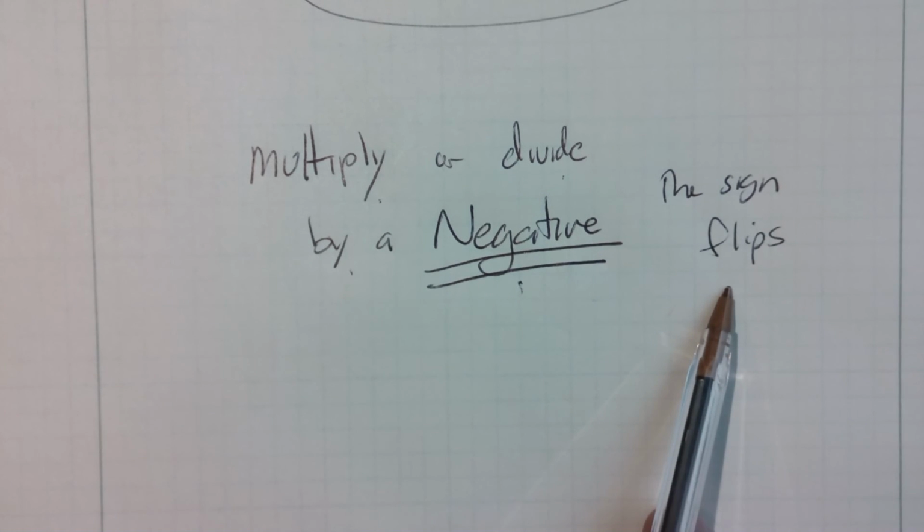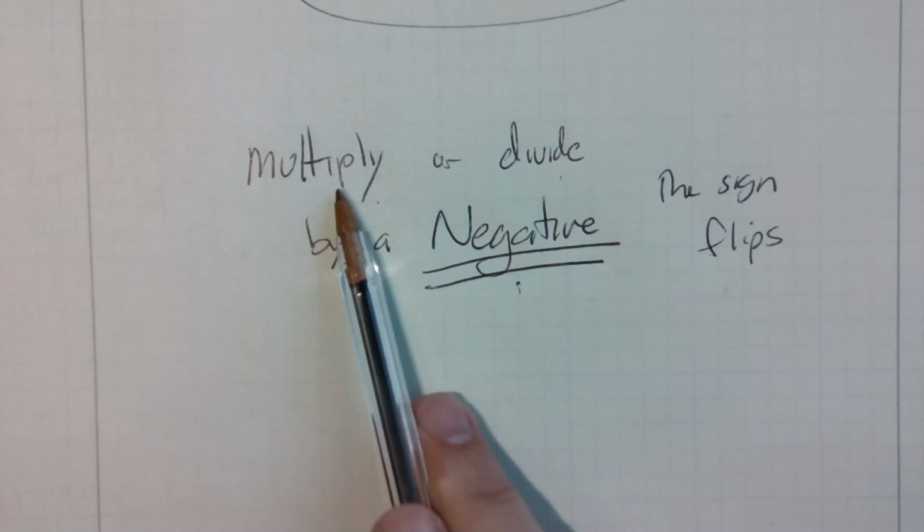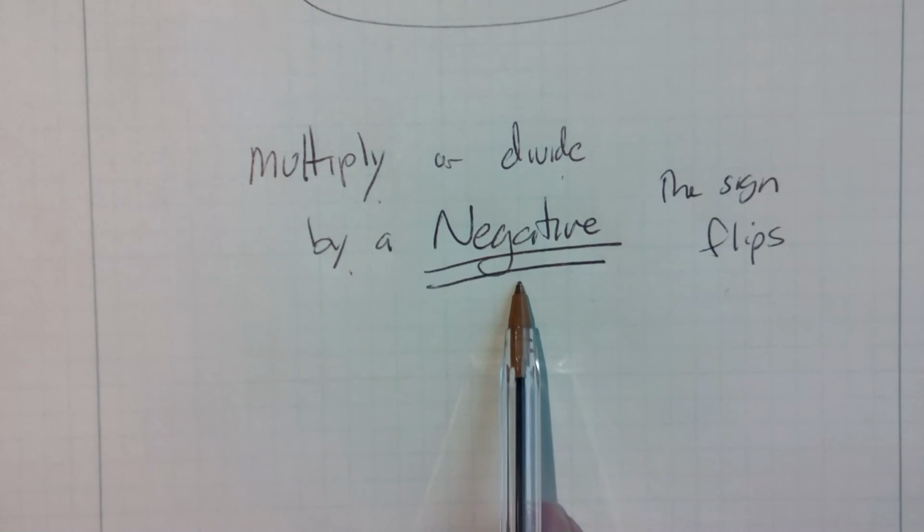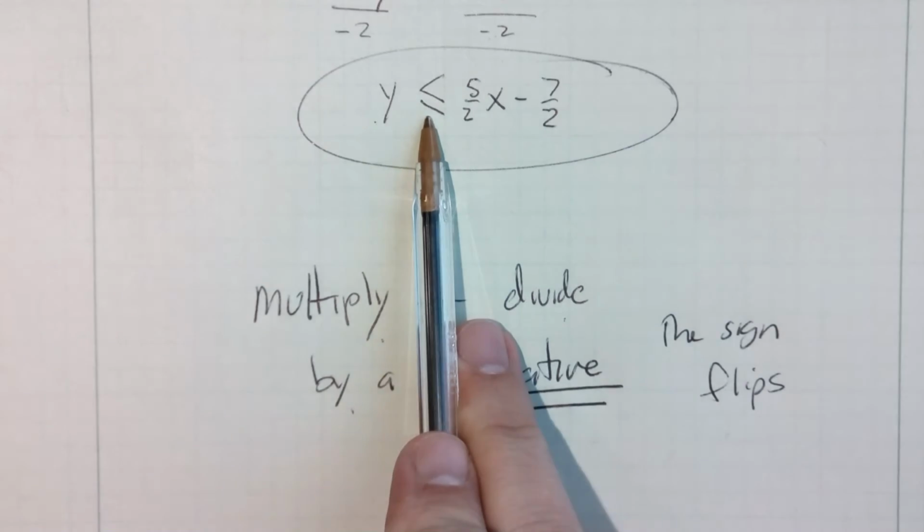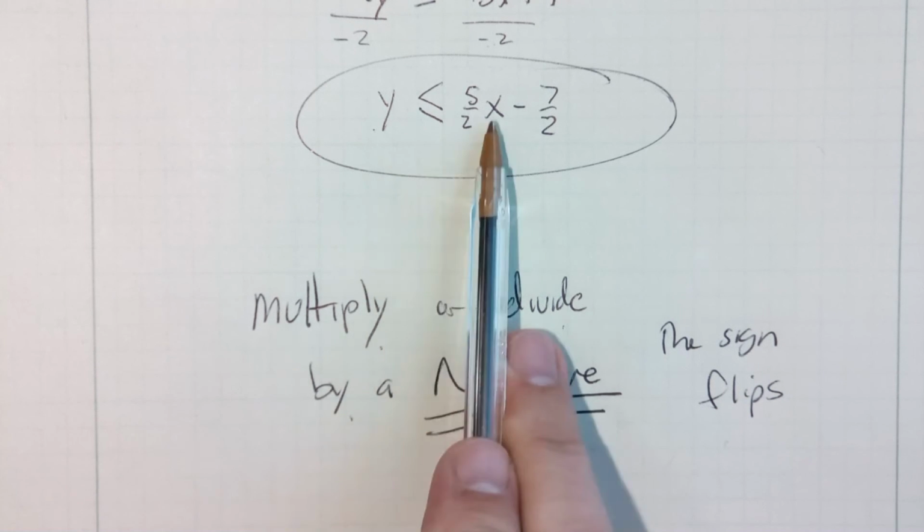Otherwise, it doesn't change. Adding and subtracting any amount, positive, negative, I don't care what, adding and subtracting doesn't change it. Multiplying and dividing by a positive does not change it. It's when you multiply or divide by a negative, that's when the inequality symbol flips and faces the other direction.